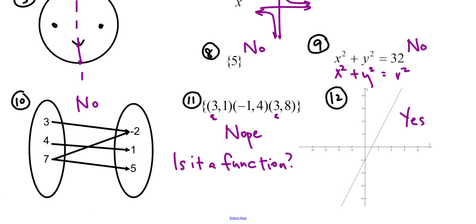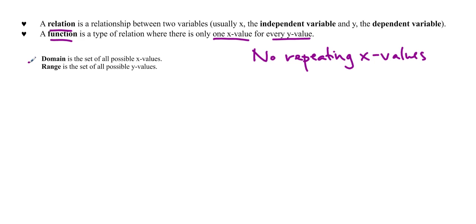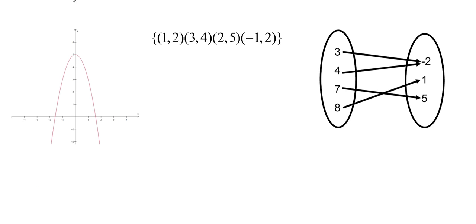Okay, so let's talk about the domain and range. Domain and range are possible for both relations and functions. You can find them for either one. Domain is the set of all possible x values, and range is the set of all possible y values. So we'll do some examples here.